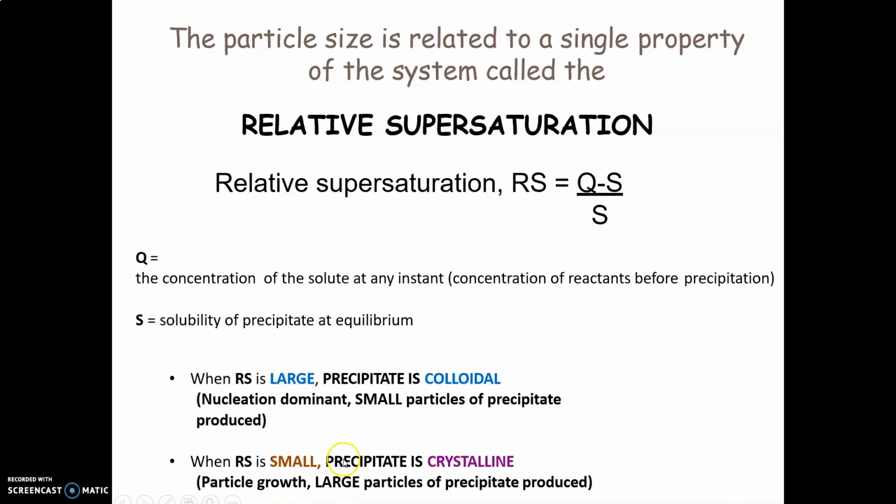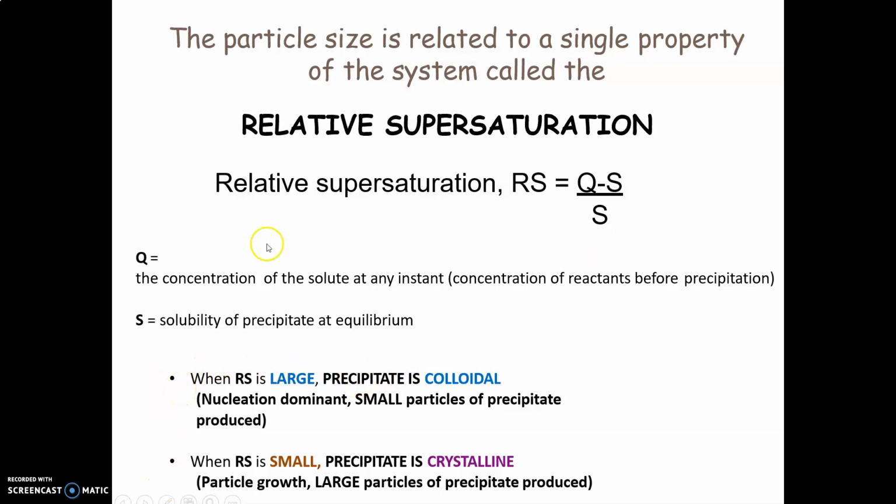So what is meant by RSS? RSS is the relative supersaturation. RS is equal to Q minus S over S, where Q is the concentration of the solute, and S is the solubility of the precipitate at equilibrium. So you need to remember this equation, but you don't need to do a calculation based on this formula. You just need to remember this formula, and of course these 2 points.